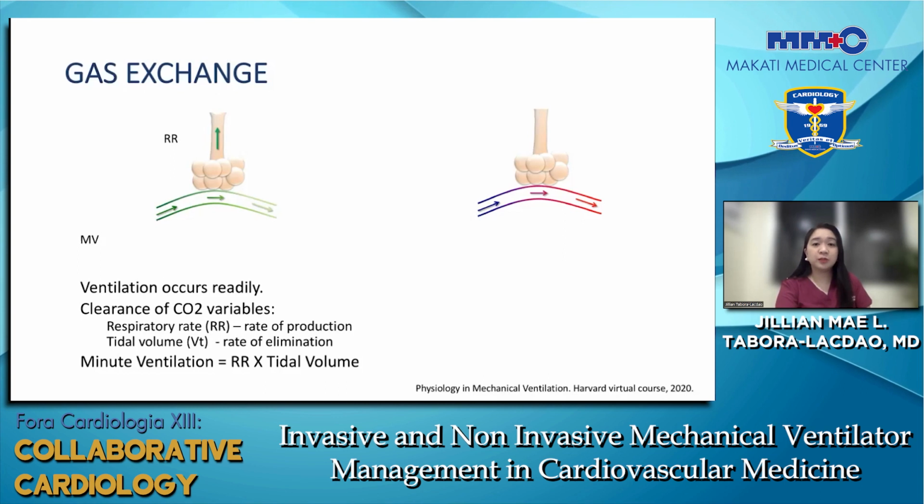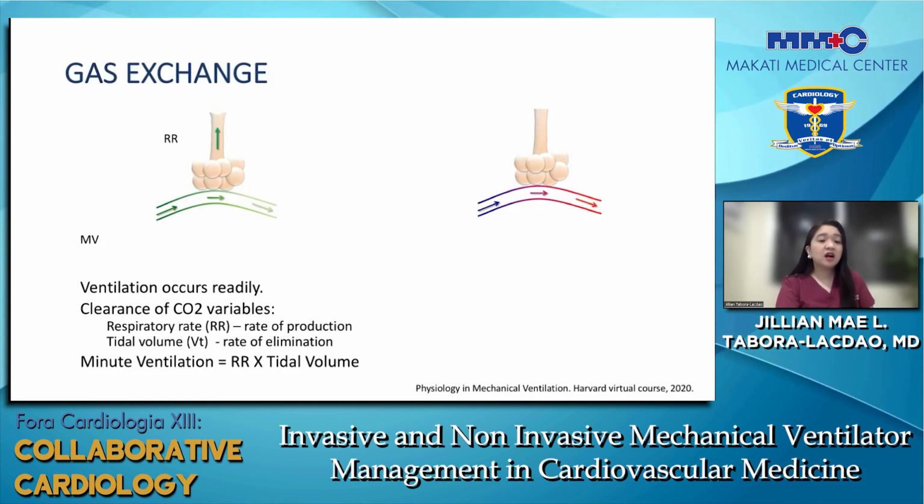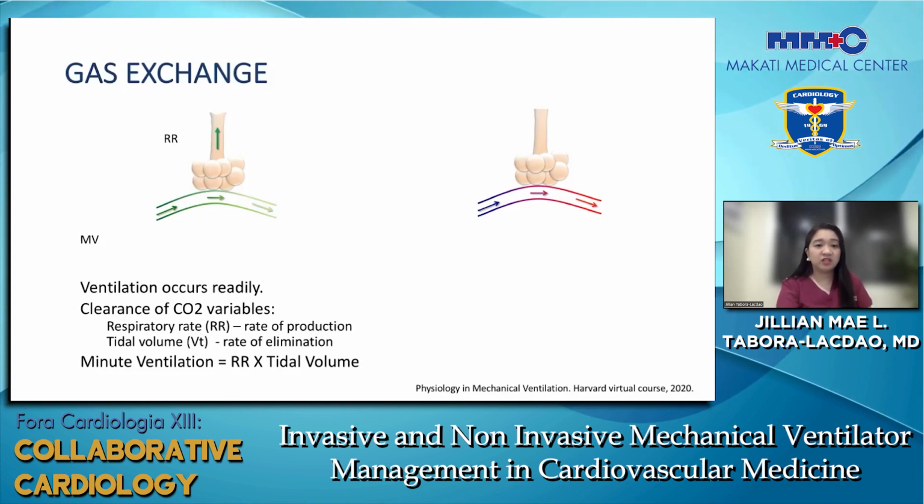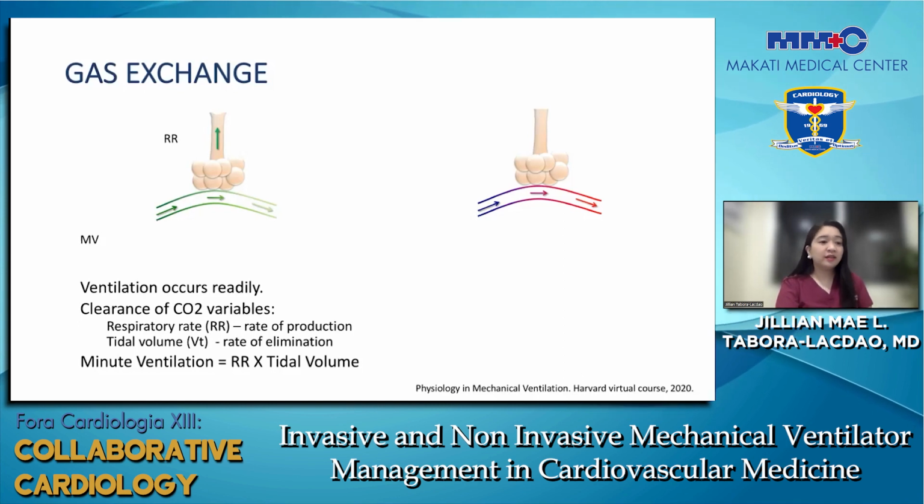The clearance of carbon dioxide has two variables. Number one is the respiratory rate. If there is an increase in production, you increase the respiratory rate of the patient. And if there is an increased rate of elimination, the tidal volume adjusts. Minute ventilation is computed as respiratory rate times tidal volume.